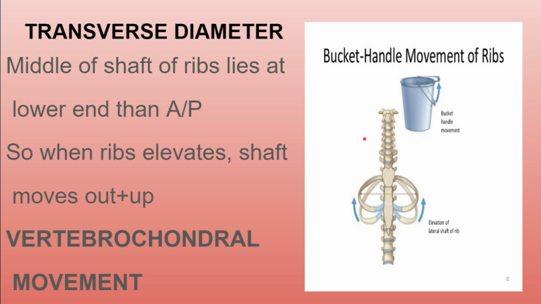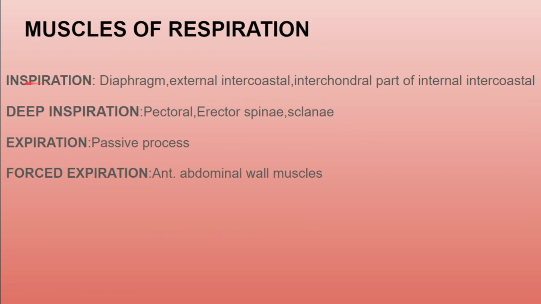Now the muscles of respiration, very important for viva aspects as well. It can be asked in viva also. Now first of all, in inspiration we have the diaphragm, external intercostal muscle, and the intercartilaginous part of the internal intercostal. We have two intercostal muscles in the thoracic part, that is the external and the internal, but in the internal only the intercartilaginous part.